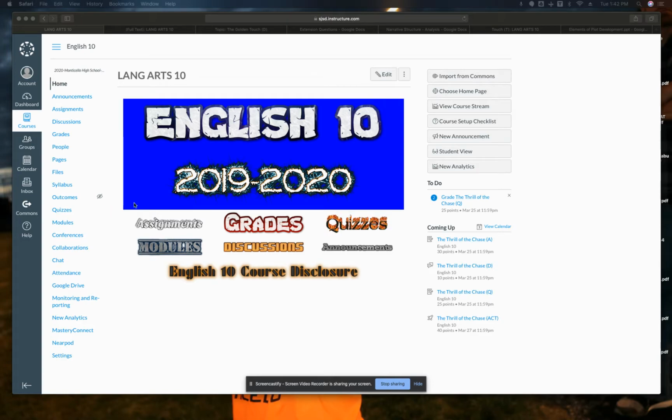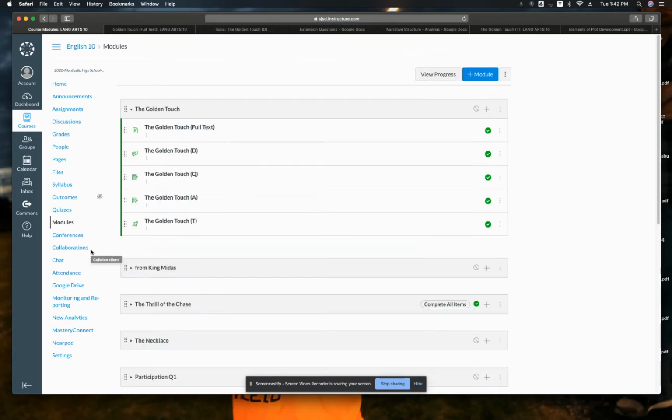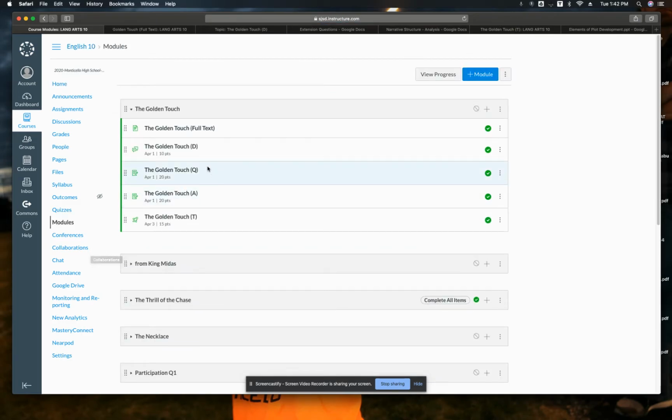So again, when you get into Language Arts 10, as you see on my screen here, go to modules and you're going to see this week's module. It's called The Golden Touch. As you can see, there's a full text of what we'll be reading. There's a discussion, there's some questions, there's some analysis, and there's a test. And you'll actually see this a little different than me because you'll have a video added to this, of course, when I get done making the video. So this is what you have. You have the discussion, the questions, analysis, and the test for this week.